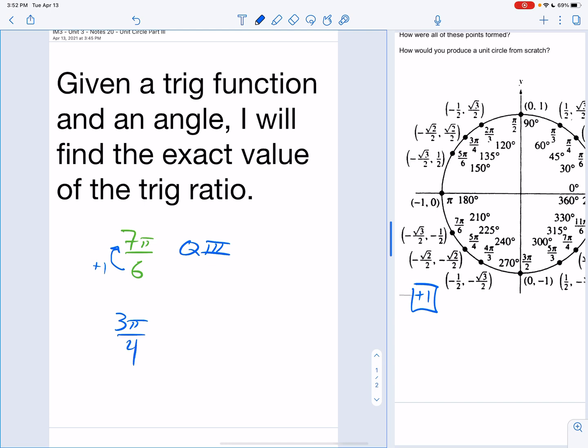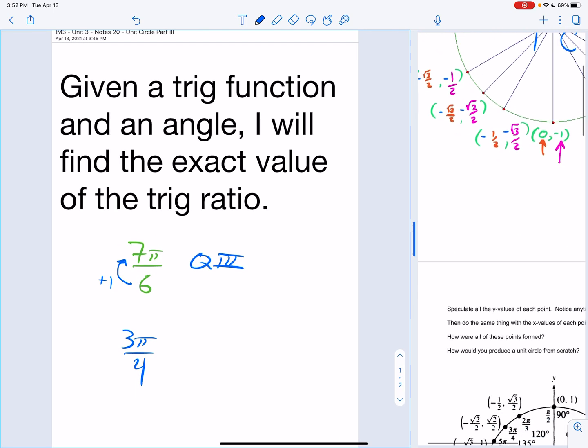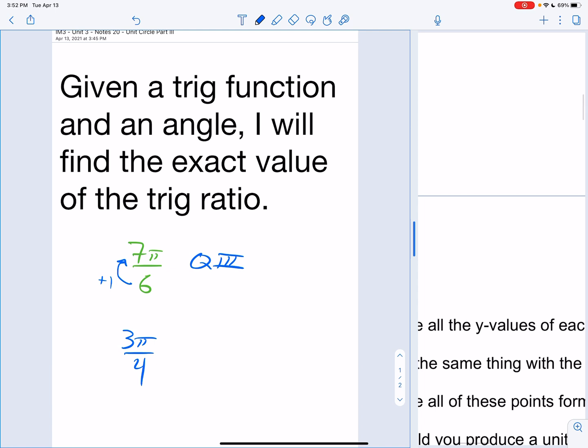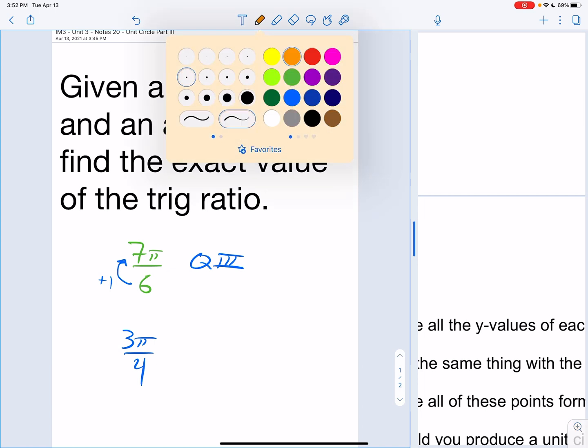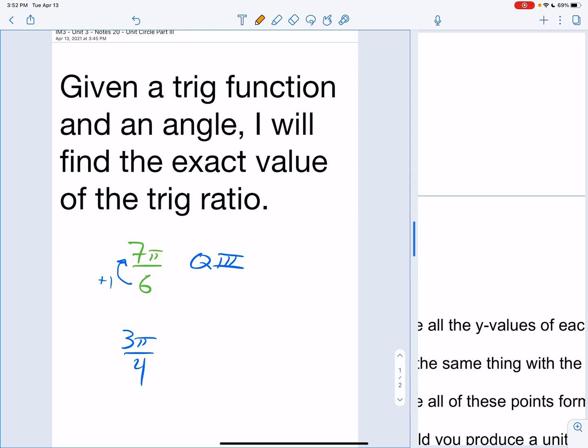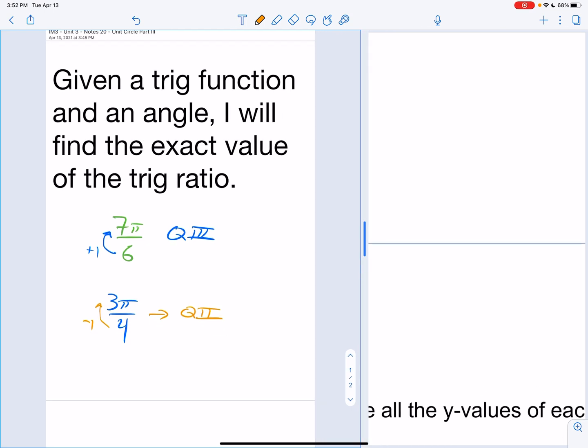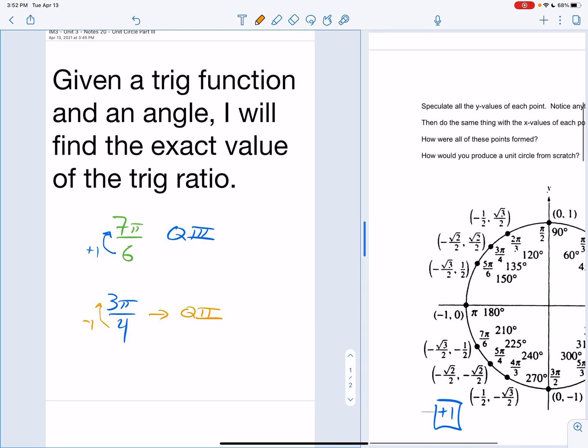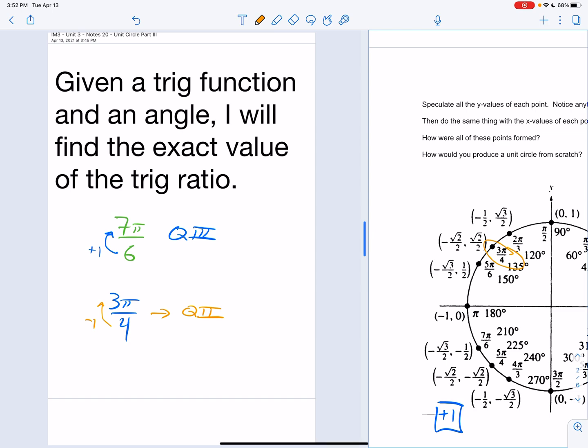3 pi over 4, think about where you would be, right? I'm going to go ahead and cover that up for a second, okay? Press play when you think you know where it is without looking at your unit circle, okay? So 3 is definitely 1 less than 4. The only time we do -1 is if we're in quadrant 2, okay? Sometimes that's all you really need to know, like where you are on that unit circle. So if you take a look here, there you have it. 3 pi over 4 is definitely in quadrant 2.